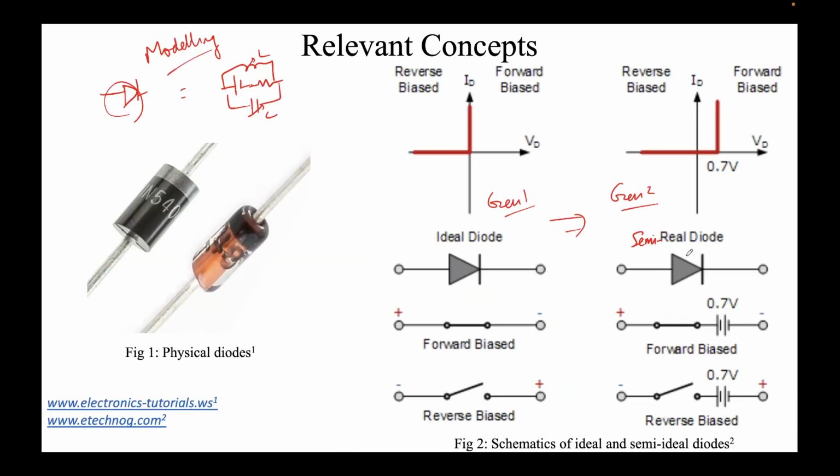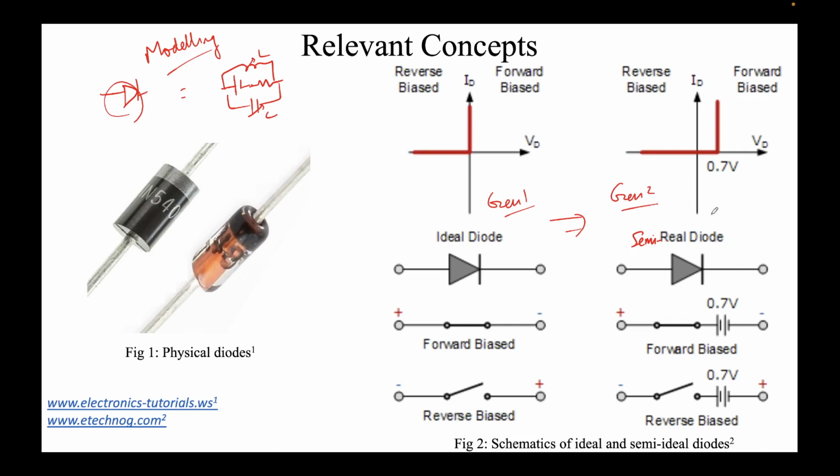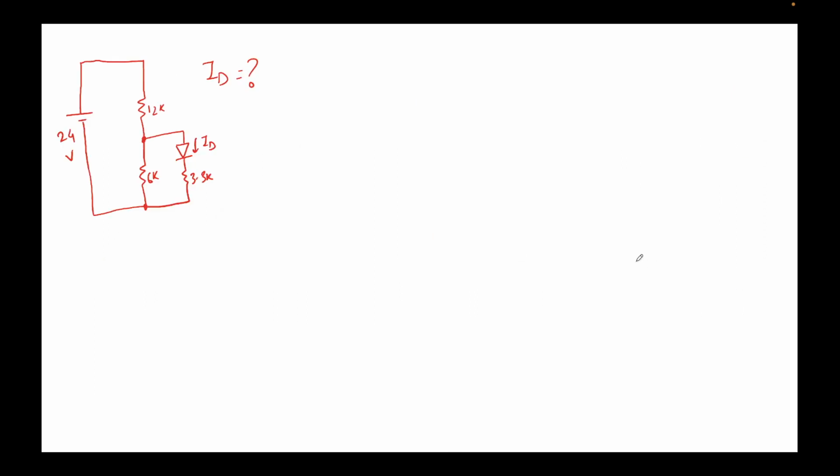What I call semi-real or semi-ideal is not the true picture. This will give you a true picture. So we have the forward operating region, we have a drop voltage, and we have a leakage current, and then it breaks down at a certain voltage, which is called the reverse breakdown voltage. But we'll stick to the semi-real model, because the question itself says that a drop of 0.7 volts is there across the ideal diode. This was the problem. Now we have seen that we can replace this diode with some known circuit elements. So let's do that.